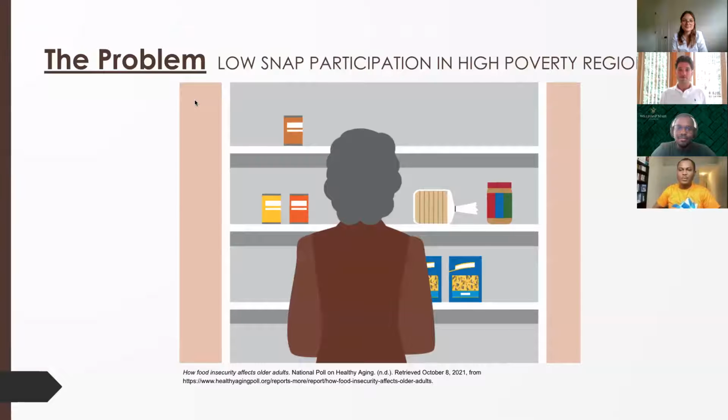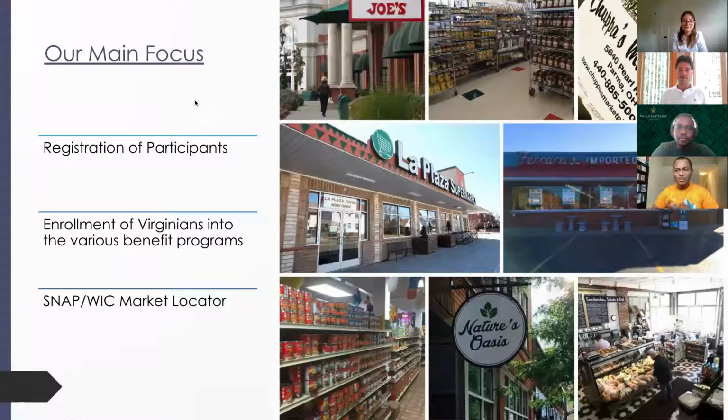We're addressing the problem around low SNAP participation rates in high poverty regions. We're addressing this by tackling the registration process, which we've identified to be a long process on the online platform, and the offline one also being kind of complex. We're also doing this by analyzing the enrollment of Virginians into various benefits programs. And we also have a SNAP and WIC market locator.